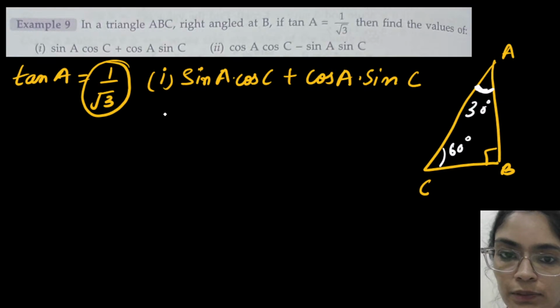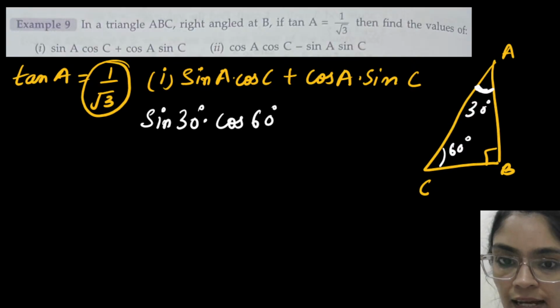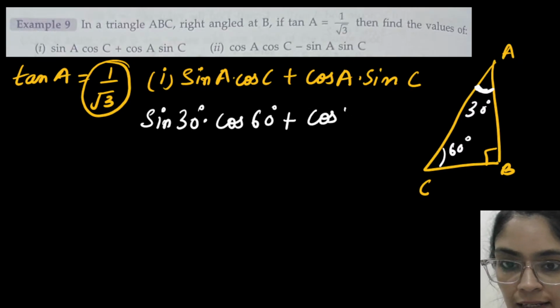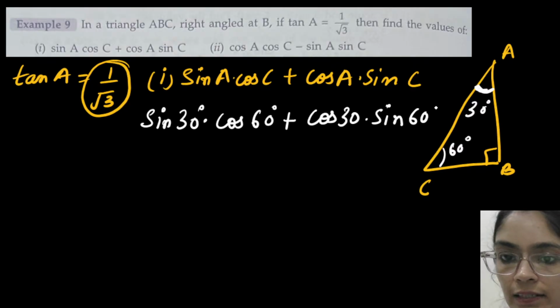Now we can just substitute here. I am writing here sin A, A's value is 30 degree, cos C, C's value is 60 degree, then cos A is 30 degree, sin C is 60 degree.